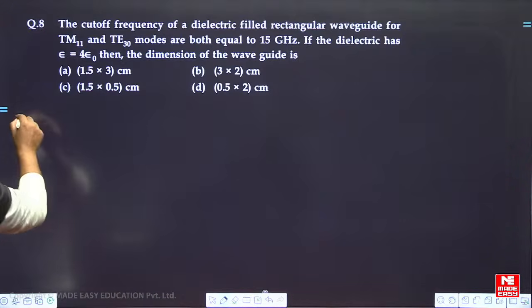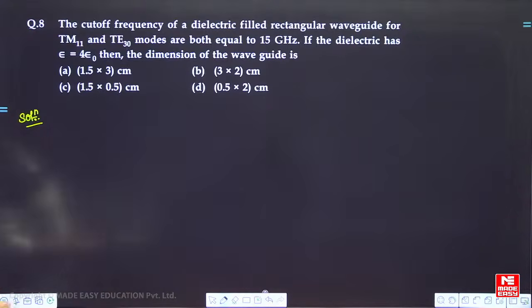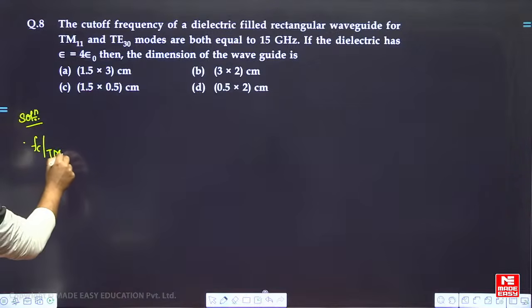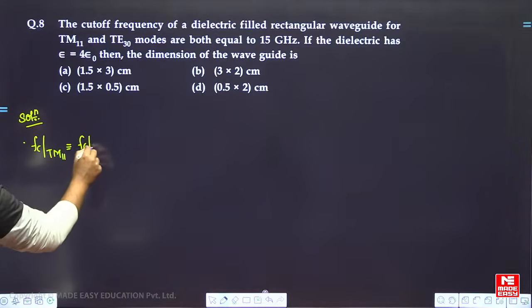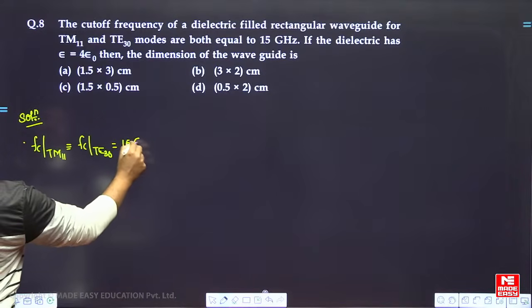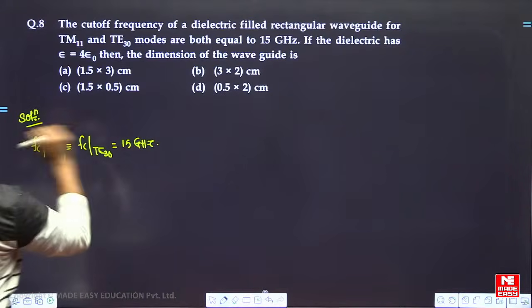Okay, so let us solve this. The cutoff frequency of a dielectric filled rectangular waveguide for TM11 and TE30 modes are the same, right? It is saying that the cutoff frequency of TM11 is the same as the cutoff frequency of TE30, and this value is given as 15 GHz. Right, so this is the value that has been given.